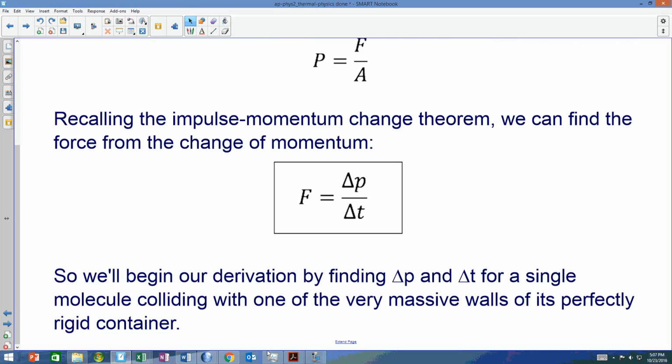So we'll begin our derivation by finding delta P, and then we'll find delta T for a single molecule which collides with one of the very massive walls of its perfectly rigid container. So that's our goal right now, is to find F by finding first delta P and then delta T.